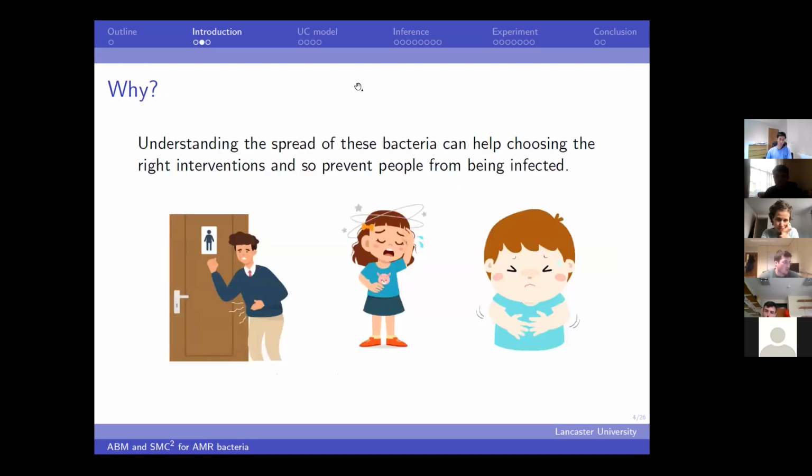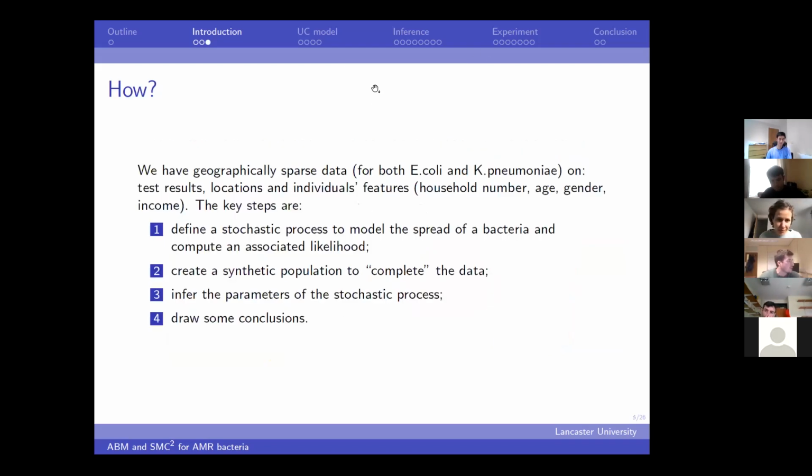The why, of course, is very simple, as in these epidemiological applications. We just want to understand the spread of these bacteria to avoid people feeling unwell. So pretty simple to motivate. And the how is just going to be sort of another outline of the talk.